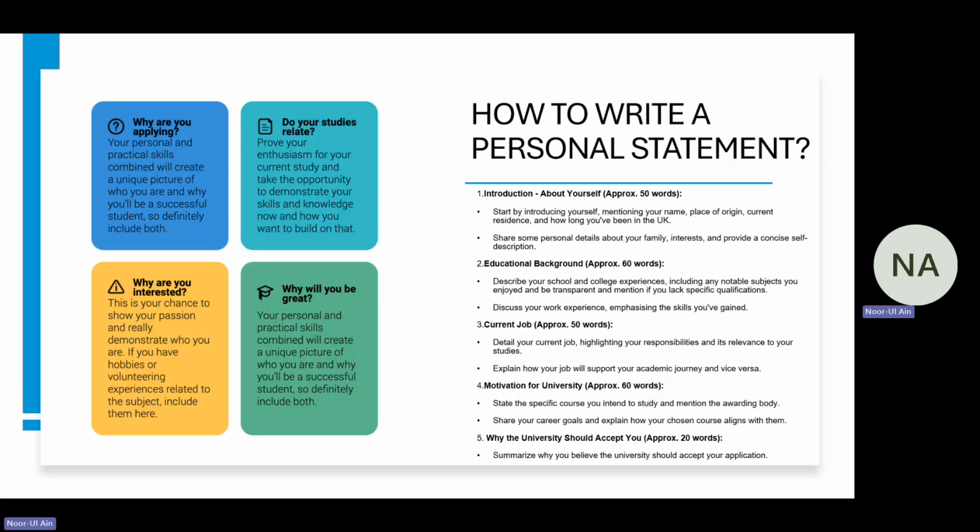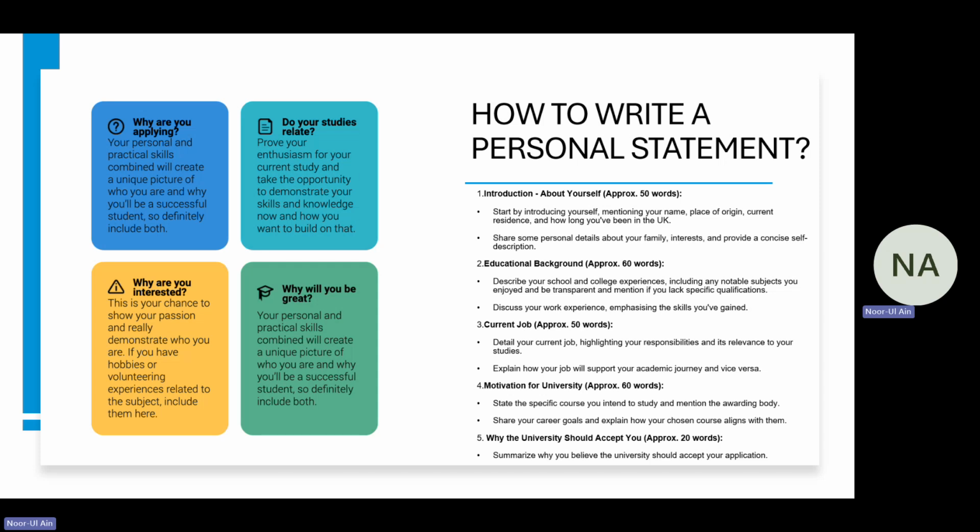So, how to write a personal statement? When providing the personal statement, please make sure that the following guidelines are fulfilled by keeping it concise and avoiding generic statements. Please request the applicant to start by providing an introduction about themselves, mentioning their name, place of origin, current residence, and how long they have been in the UK for. Secondly, please request the applicant to provide some information about their educational background. Mention the highest level of qualification achieved and be transparent and mention if they lack any specific qualifications.